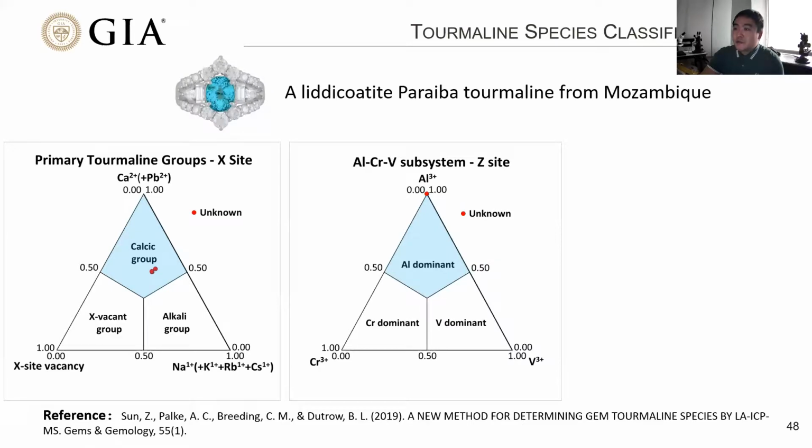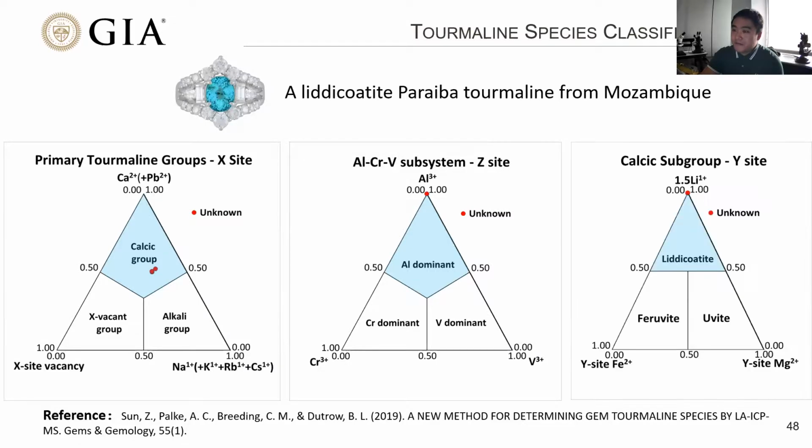The aluminum, chromium, vanadium ternary plot determines the dominance of the Z site. In this case, the stone's Z site is dominantly occupied by aluminum. The lithium, iron, magnesium ternary plot indicates the dominance of the Y site, and finally assigns the tourmaline stone to one of the tourmaline species. In this case, the stone is a liddicoatite-type tourmaline.